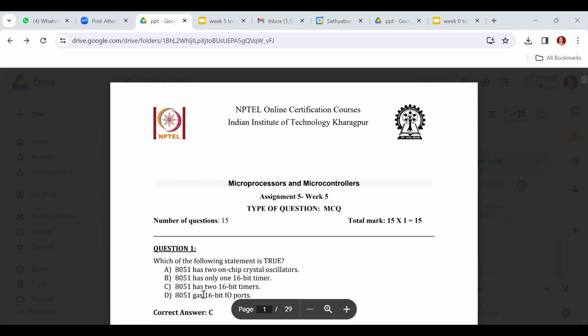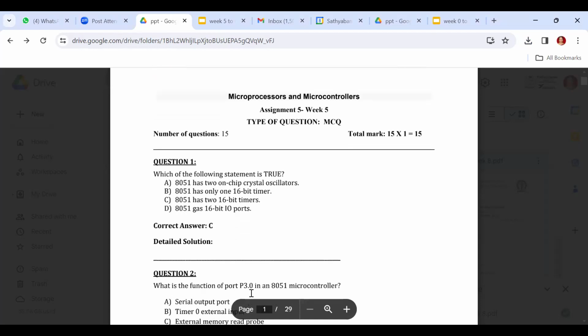So B is also false. Does 8051 have 16-bit IO ports? No. We have 32-bit because 4 ports are there. For each port, we have 8 pins. So 4 into 8, 32 pins are there. So the correct answer is C.